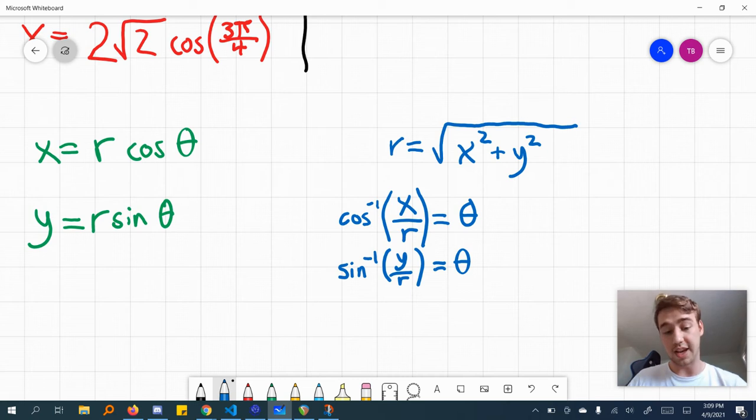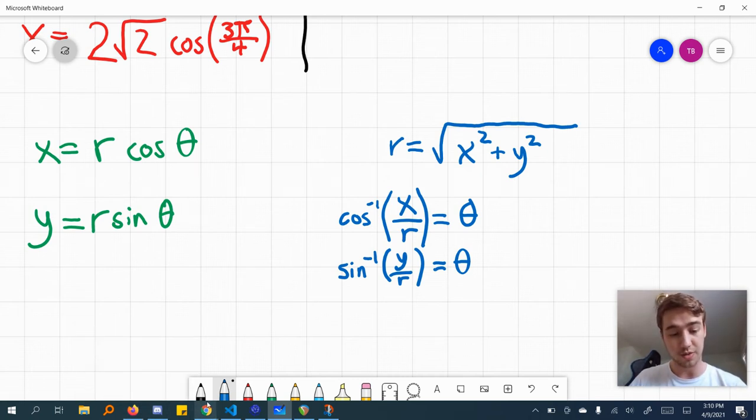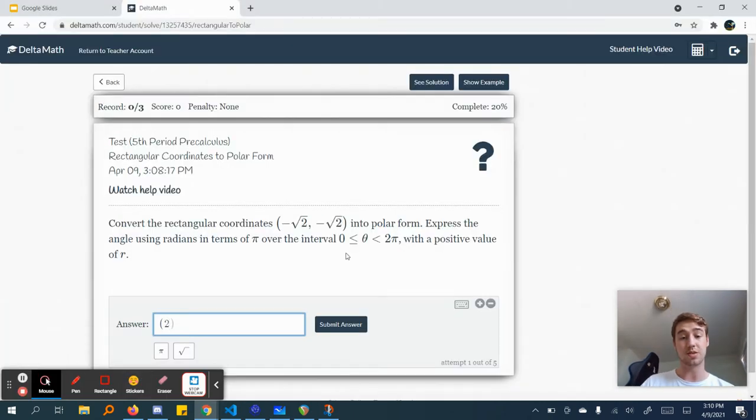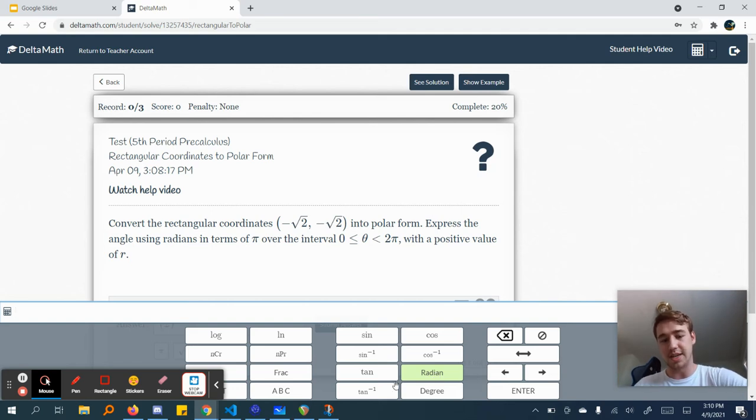So in our case, we have negative square root of 2 and 2 for our x and r, respectively. Let's go ahead and calculate this. Before anything, make sure that our calculator is in Radian mode. If we don't, we are going to screw ourselves over as much as if we were trying to take temperature in Celsius or measure a football field in centimeters. You're just going to get the wrong number if you're using the wrong units.